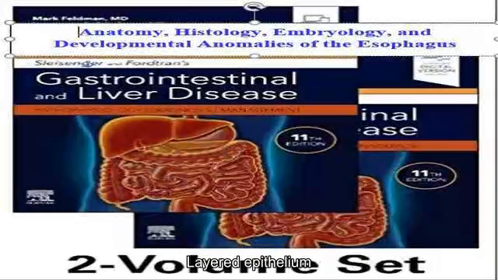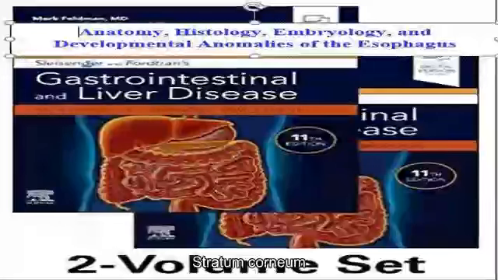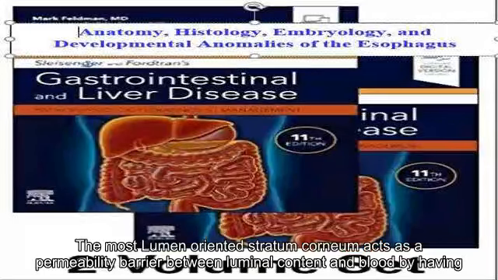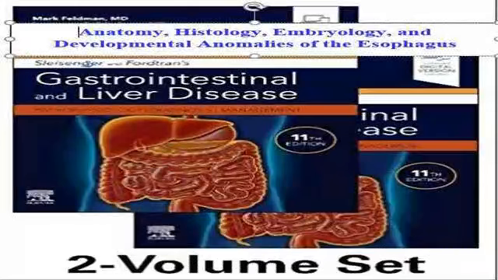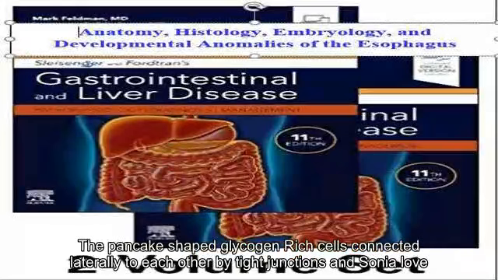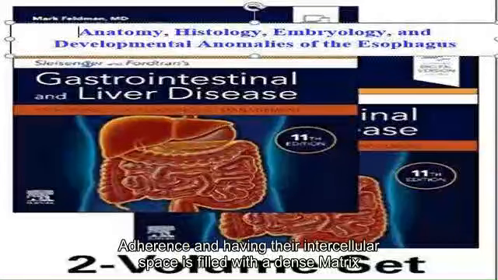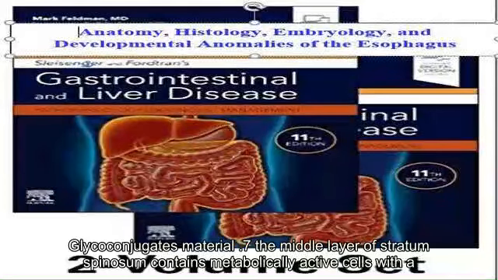Multilayered epithelium consists of 3 functionally distinct layers: stratum corneum, stratum spinosum, and stratum germinativum. The most lumen-oriented stratum corneum acts as a permeability barrier between luminal content and blood by having layers of pancake-shaped glycogen-rich cells connected laterally to each other by tight junctions and zonula adherens and having their intercellular spaces filled with a dense matrix of glycoconjugate material.